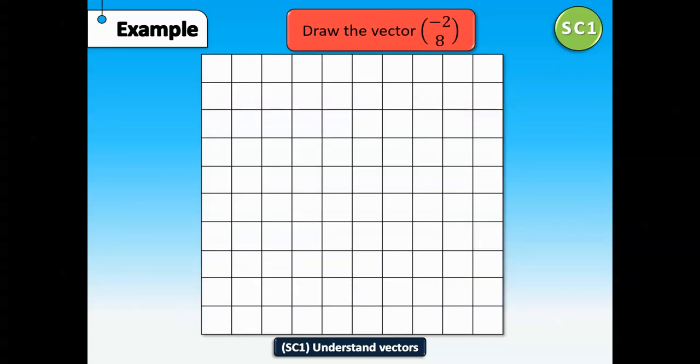This time we want to draw the vector -2, 8. So we can pick a point anywhere on the grid, and we go 2 to the left this time and 8 up. We draw a line between the 2 points, and we draw an arrow to show we've gone from the blue dot to the yellow dot. So this is our vector.